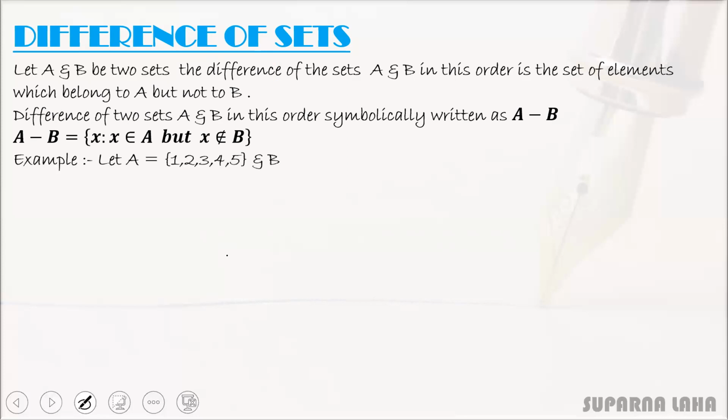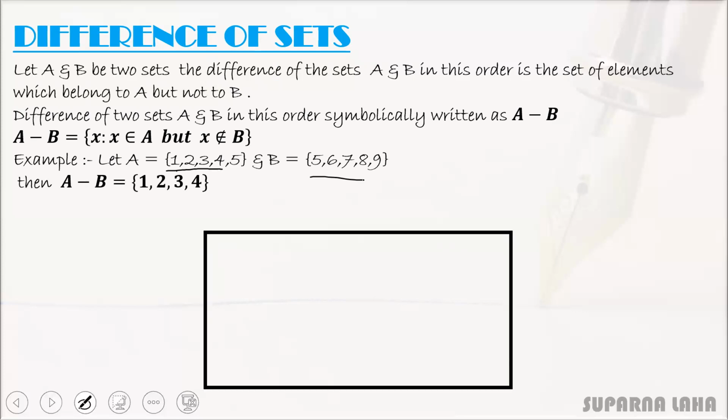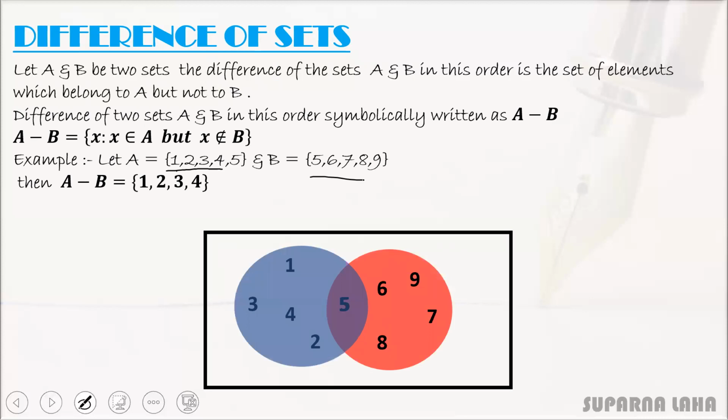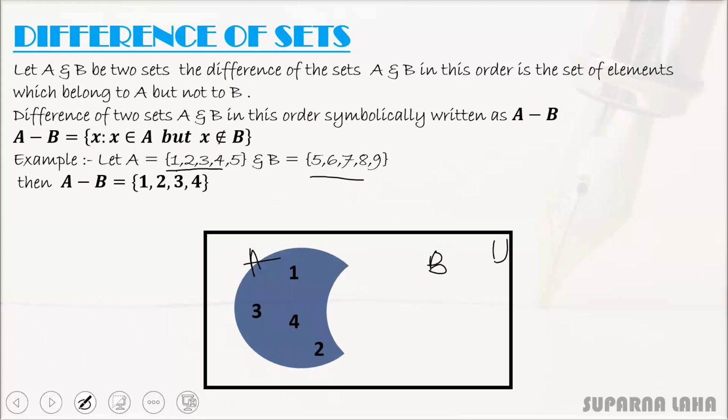So take the same example. 1, 2, 3, 4, 5 and 5, 6, 7, 8, 9. Mark those elements which belong to A but not in B. 1, 2, 3 and 4 belong to A but not in B. So 1, 2, 3, 4 is A minus B. So this is A and this is B. This is the universal set. So just subtract the portion B, and what remains is the set A minus B.